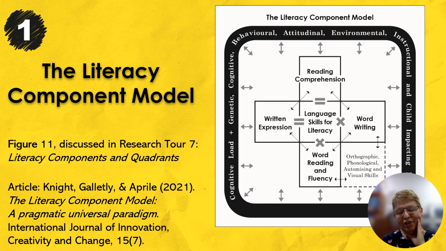We're encouraging people to explore double deficits, not just phonological awareness and what have you, and you'll see that little square down the right. Orthographic, phonological, optimising and visual skills are skills that underlie word reading and fluency and word writing. So we're encouraging people to go beyond and look at other double deficits, be it difficulties with rapid automatised naming, be it expressive language weakness, things like that.